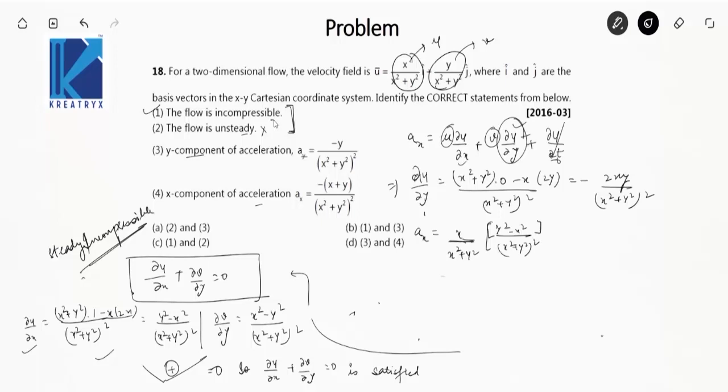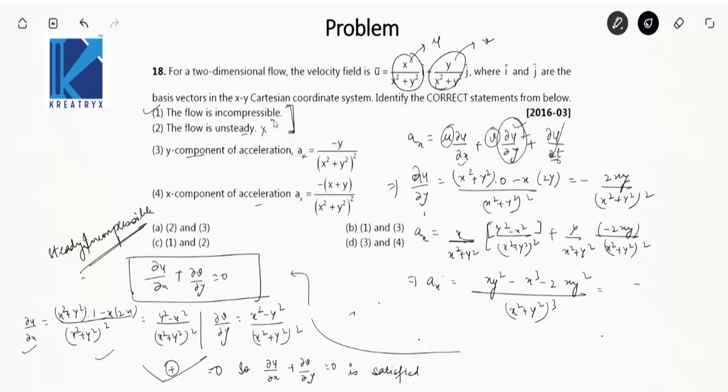Okay, plus y upon x square plus y square, this is v, and del u by del y is minus 2xy upon x square plus y square whole square. So that implies ax will be xy square minus x cube minus 2xy square upon x square plus y square raised to the power 3.